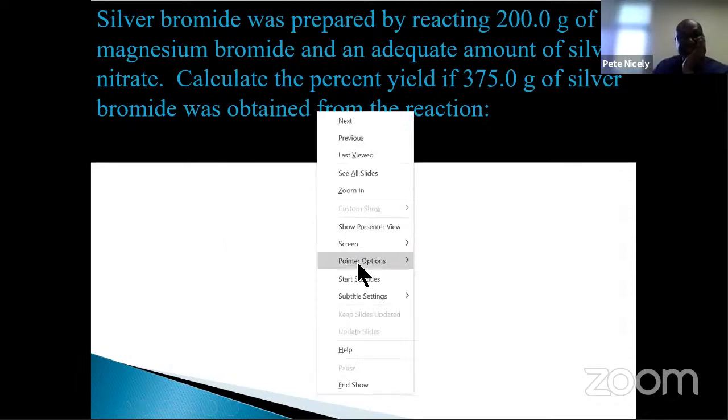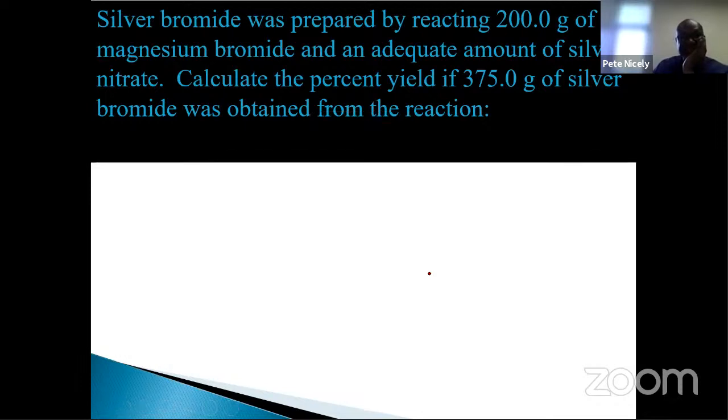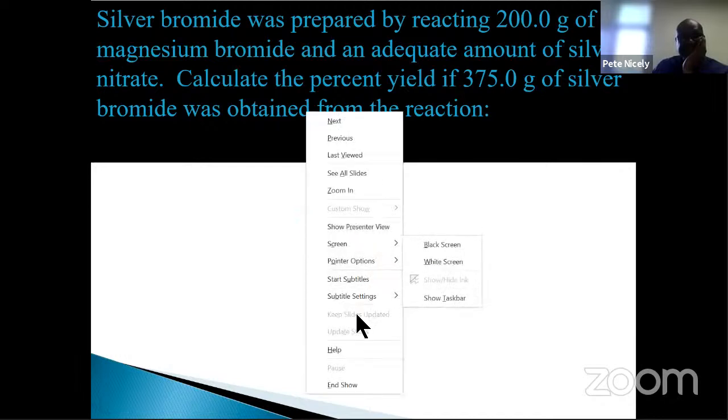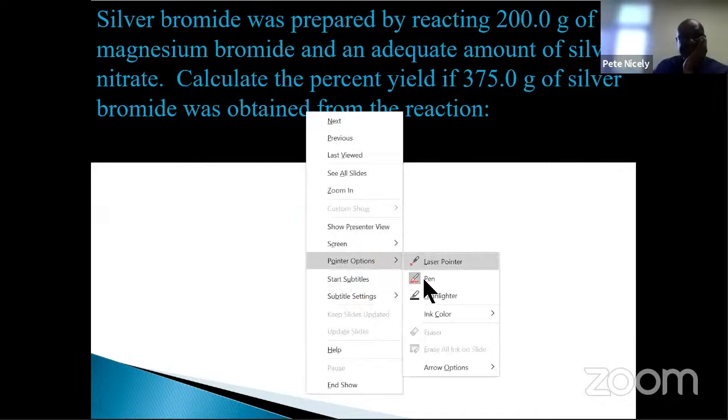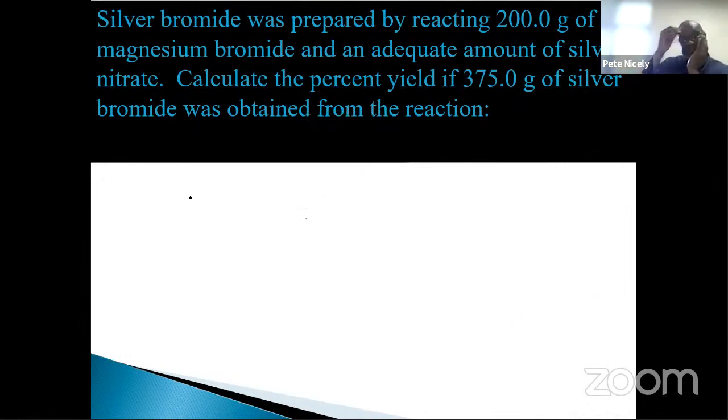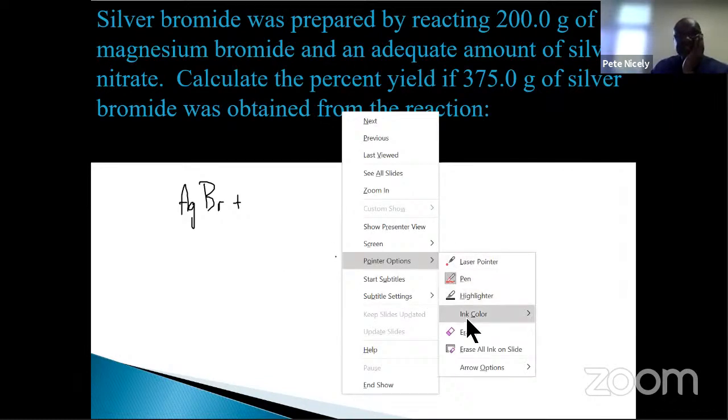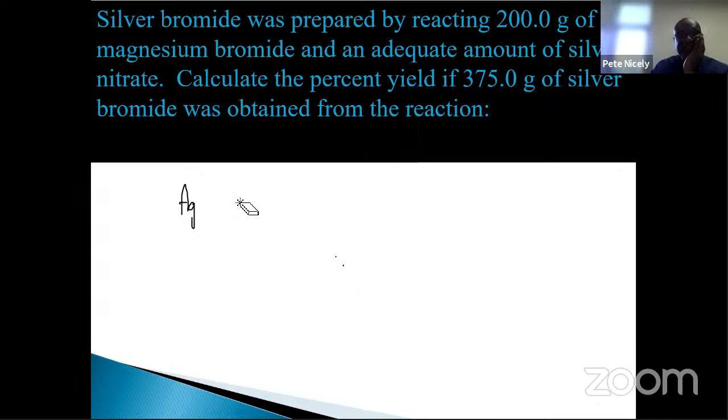Okay, let me do this here. Let me get my pen and let me get the black color. So the equation, if I remember correctly, for this reaction is AgBr plus... AgBr is a product. So let me erase this here.